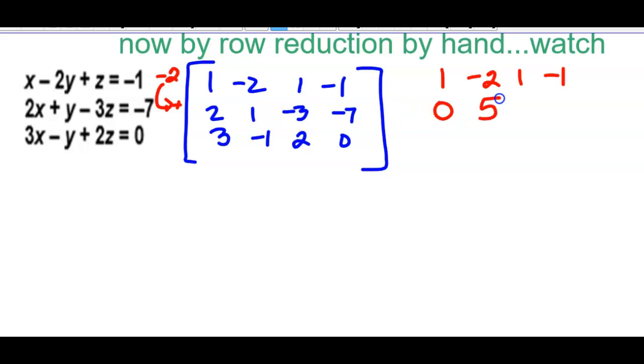Added to 1 is 5. Negative 2 times this 1 back here is negative 2. Added to this is negative 5. Negative 2 times negative 1 is 2. Added to this is negative 5.